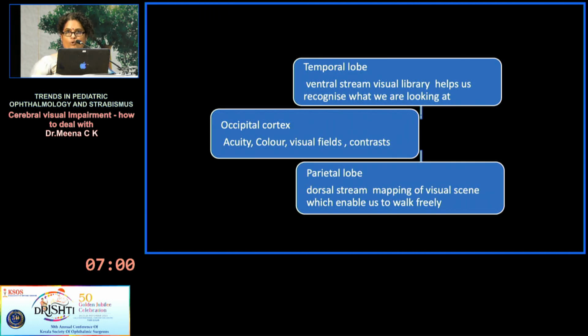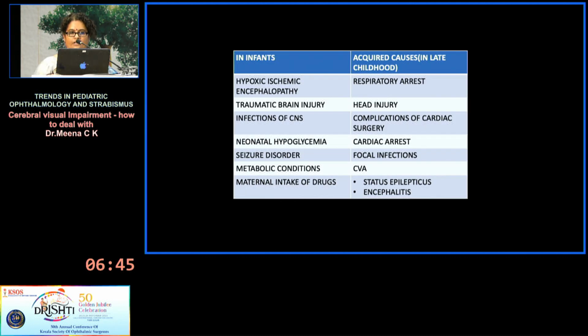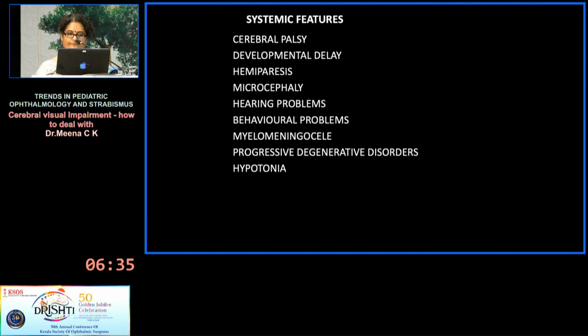So we need a coordination of all these centers for proper visual perception. It's not just the visual acuity, you need a perception of the vision also to walk around in the environment. So all this has to work in coordination, which does not occur in these children. And there are a number of causes for CVI in infants, the most common one being hypoxic ischemic encephalopathy, and you can get CVI even in adults following a CVA.